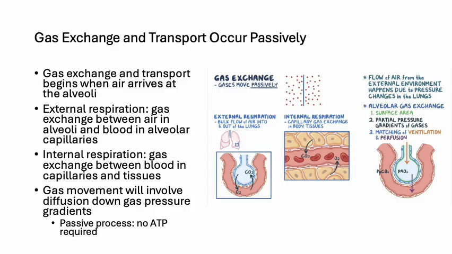Gas exchange begins once air reaches the alveoli. External respiration happens as oxygen moves from the alveoli into the capillaries and carbon dioxide moves out. Internal respiration is the same process at the tissues. All of this occurs through diffusion, which is a passive process that does not require ATP. The system relies on gradients, always moving gases from higher to lower concentrations.